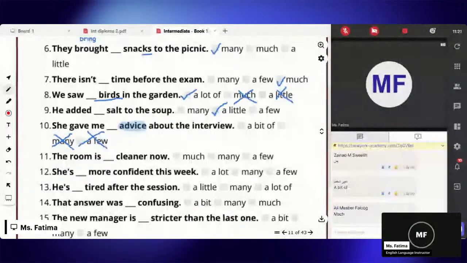I can use a bit of. Yes, I can use a bit of, very good. I can use much, all of them. Okay, because the word advice is uncountable, and this is a very common mistake. People use advice as a countable word, advices. No, in English it's not like that. The word advice is uncountable. Okay?